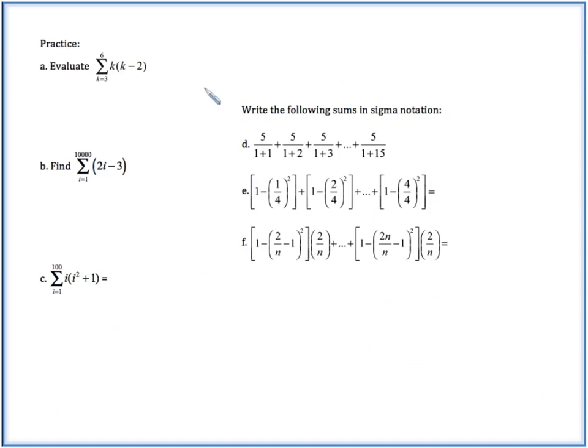All right, next I want to give you a chance to do some practice here, using the properties and the formulas to evaluate these sums, and then also to write the following sums in sigma notation. So go ahead and do these problems and bring them to class with you.